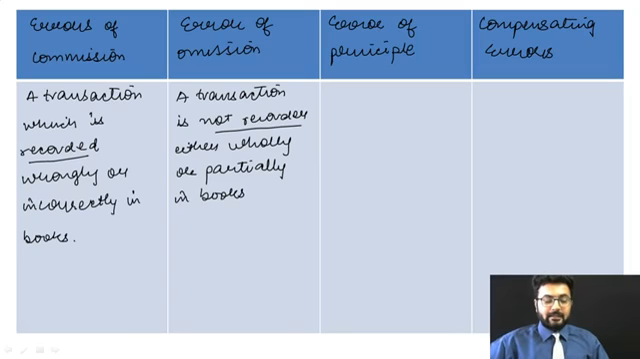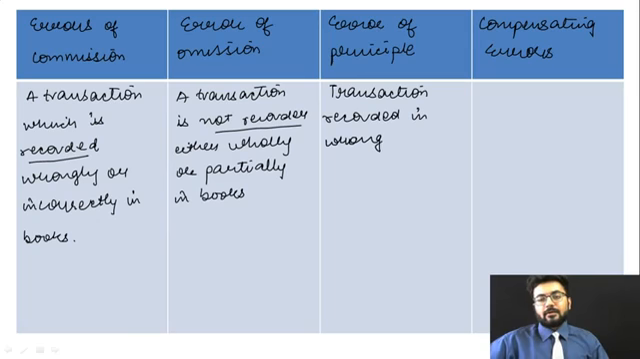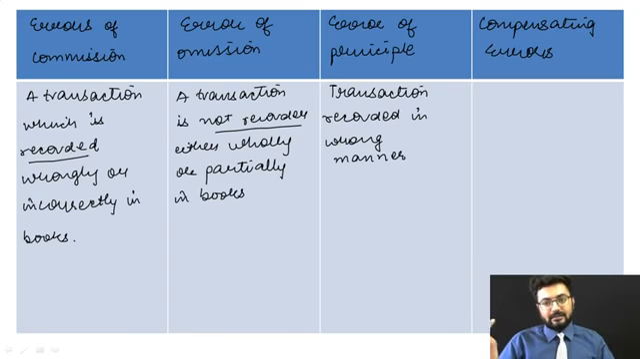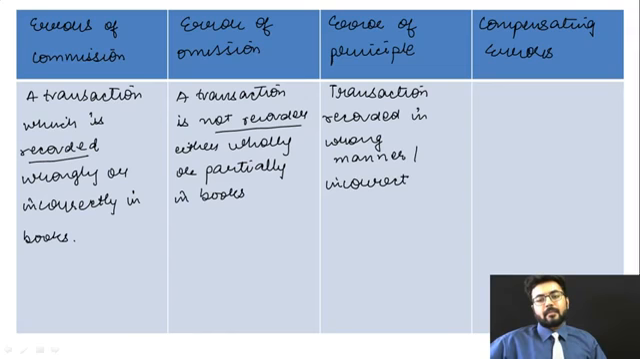Now moving on to next. Error of principle is a transaction recorded in a wrong manner. So this is all about the rectification of entries, which you guys are much more familiar with. What was supposed to be debited, you have credited, and what was required to be credited has been debited. Just pass a rectification entry in a wrong manner, or you can say incorrect manner.